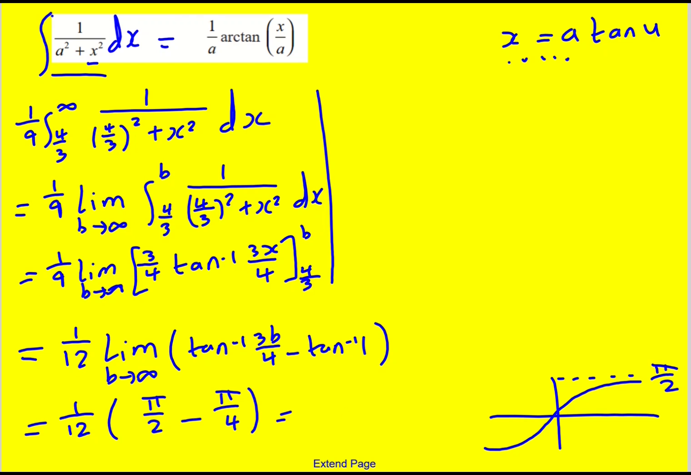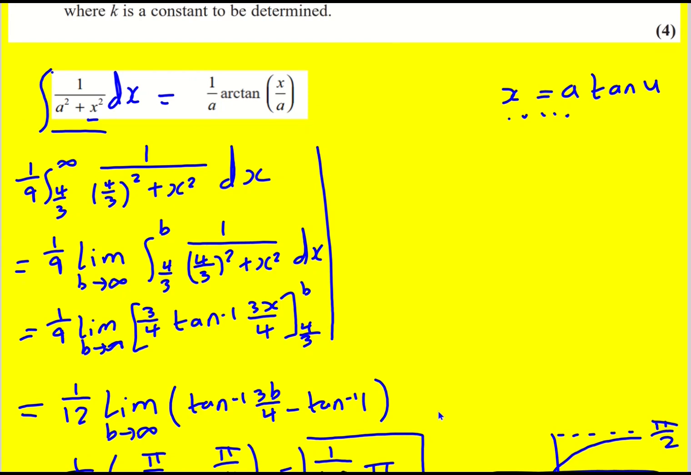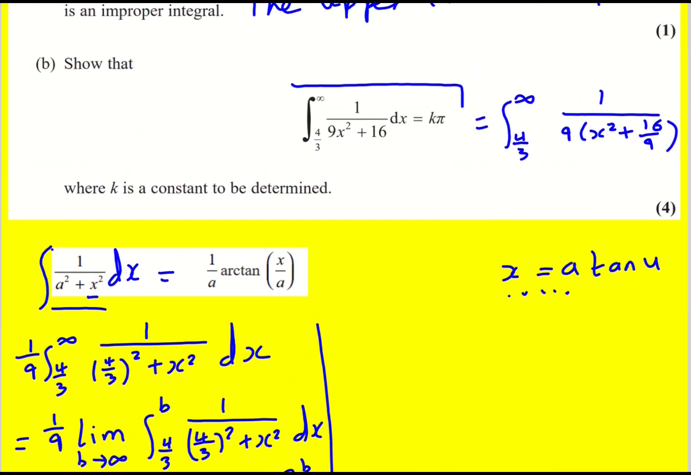This becomes pi over 4 inside the bracket, so 1 over 12 times pi over 4 gives us pi over 48, or 1 over 48 pi, because we're asked to leave it in the form k pi. And there we have it. We've worked out this integral.